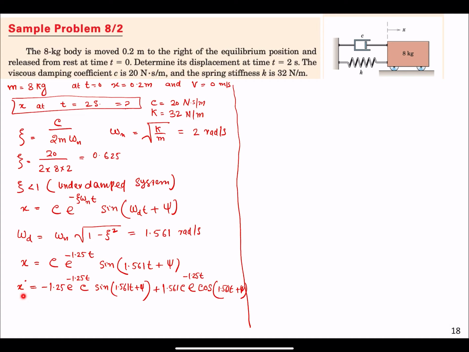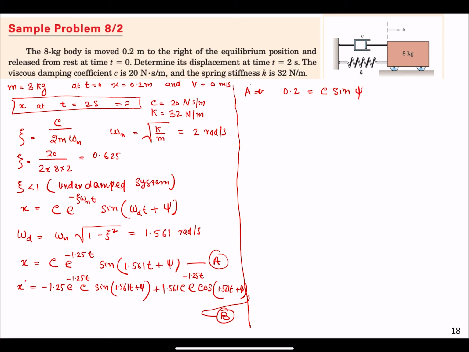Now we can put the values of the initial conditions, that is at t equal to 0, x is equal to 0.2 meter. We call this equation A, and we call the velocity equation B. If we put the initial condition in equation A, we get 0.2 on the left, and on the right hand side e power minus 1.25 t becomes 1, and obviously the second term will disappear, so you get 0.2 equal to C sine psi.